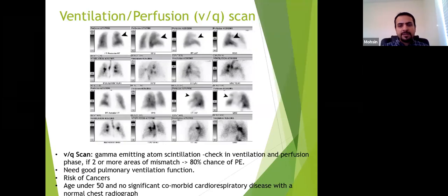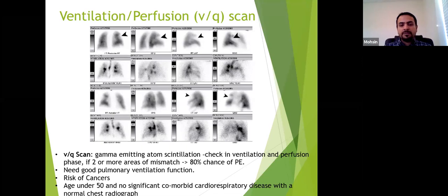The VQ scan is a less risky modality, but not easily available everywhere. It just checks the ventilation, the mismatch between ventilation perfusion and a pulmonary embolism. And if you have two or more areas of mismatch on a VQ scan, it's 80% chance that they have a PE. But as a prerequisite, you should have a good pulmonary ventilation function.